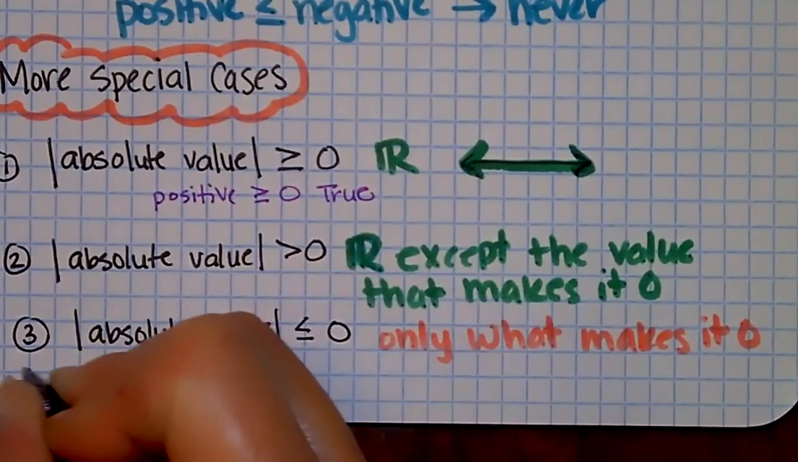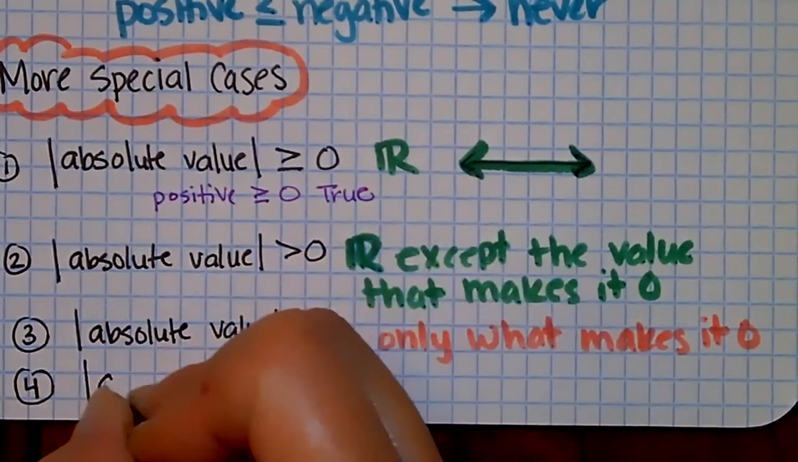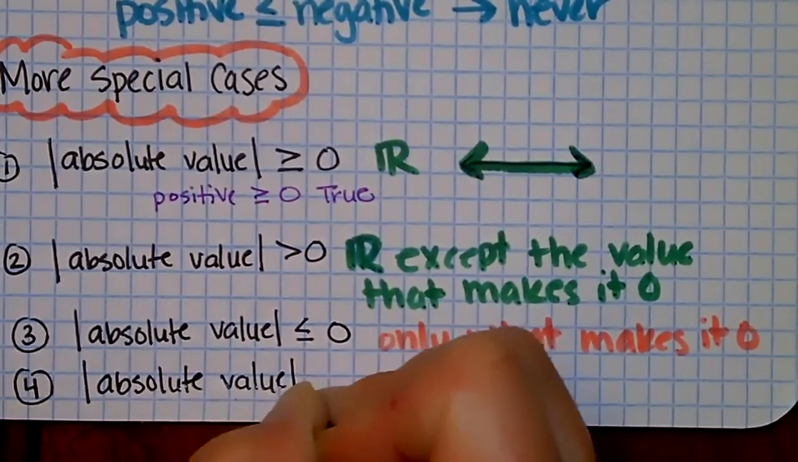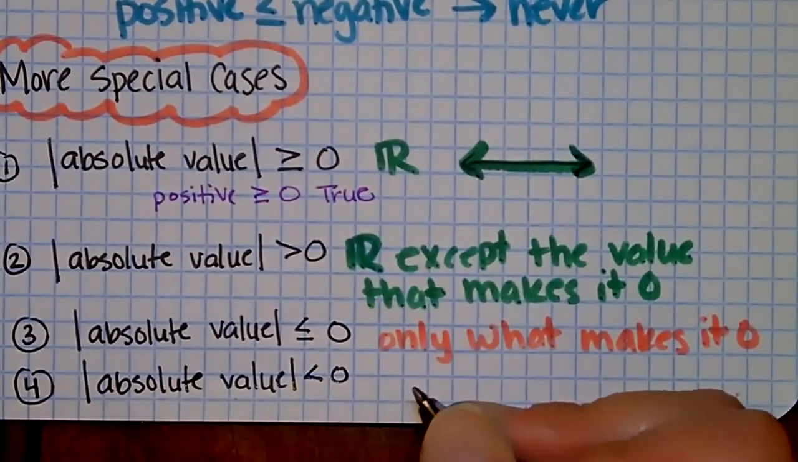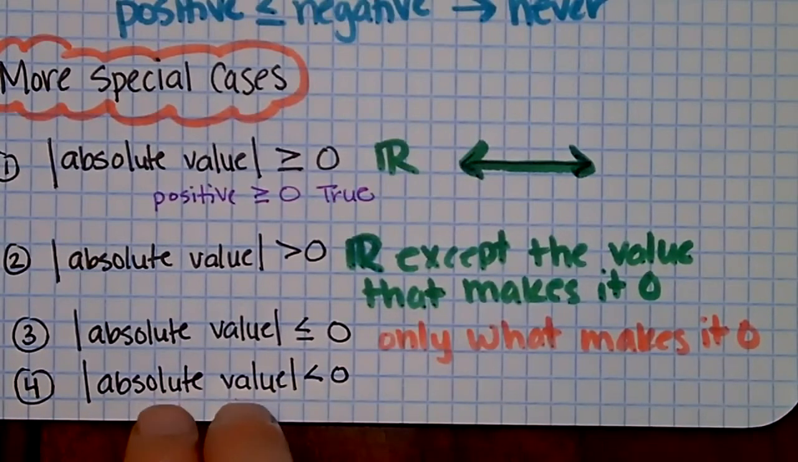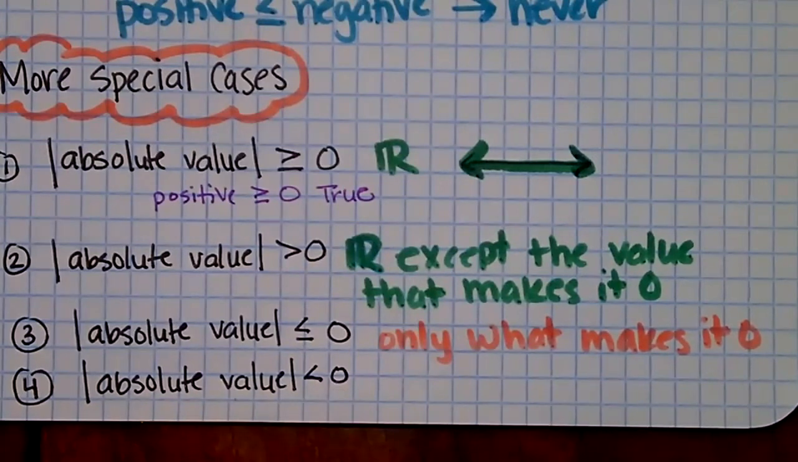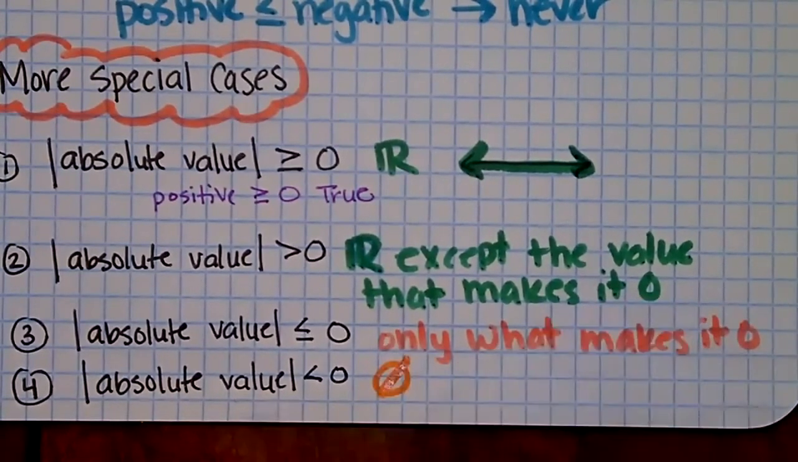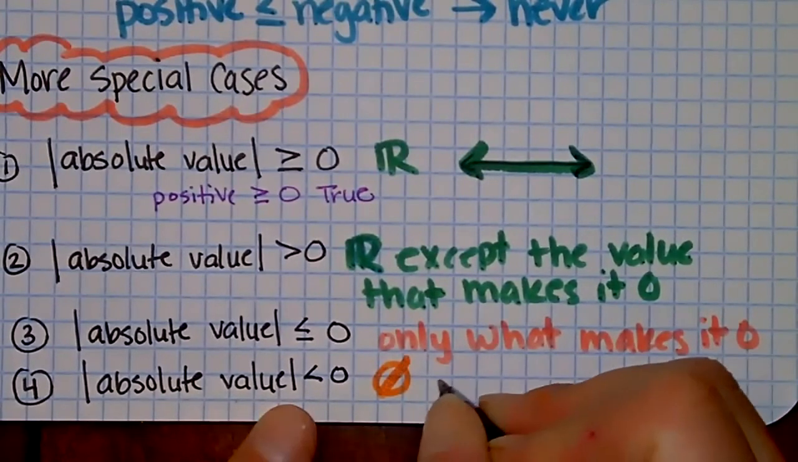And the last one of these special cases, if you have the absolute value strictly less than 0, so I can't have it be 0. Again, an absolute value is always positive or 0. It will never be negative. So will something that's not negative be less than 0? No. So this one would be no solution. And again, you would have a blank graph.